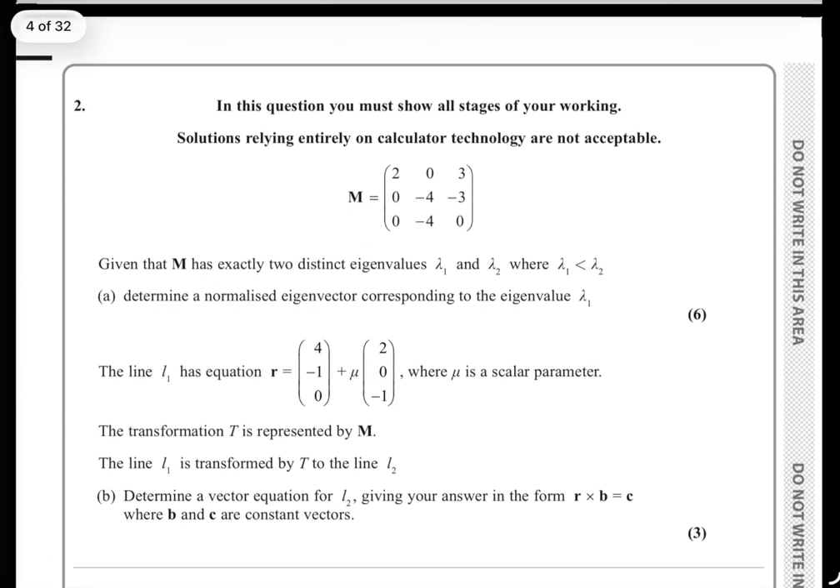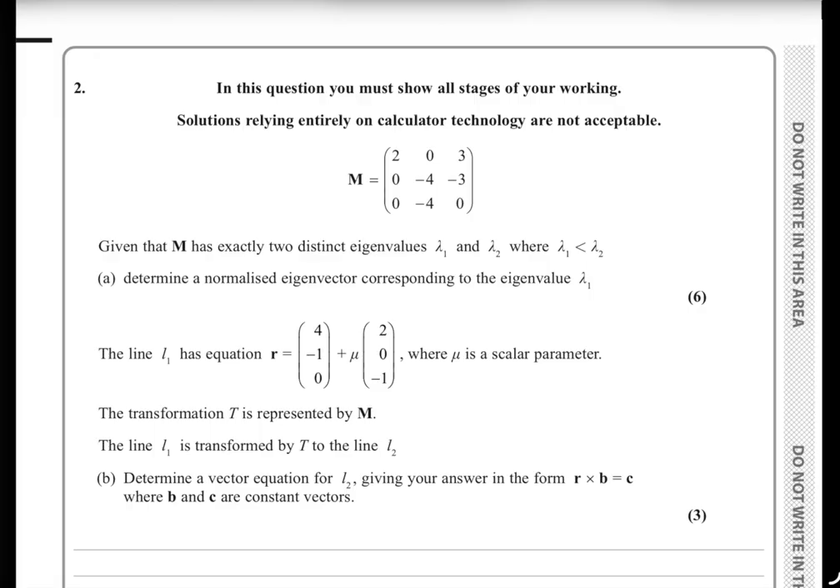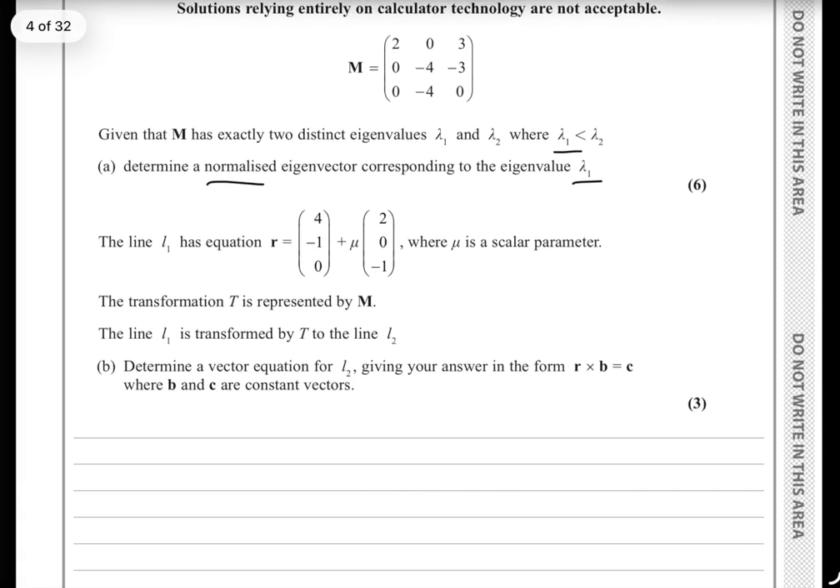Moving on to question 2. Given that M has exactly two distinct eigenvalues, lambda 1 and lambda 2, where lambda 1 is less than lambda 2, determine a normalized eigenvector corresponding to the eigenvalue lambda 1, the lower of the two. We don't have any clues to start us off here, we're just going to go through and find all three, and a good check will be that two of them should be the same.